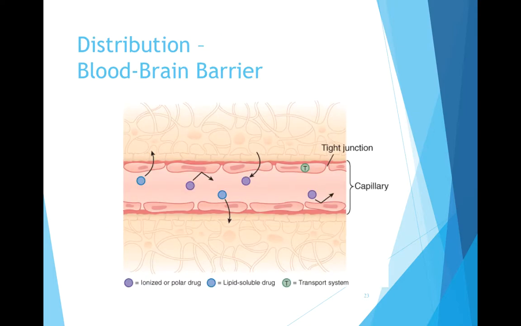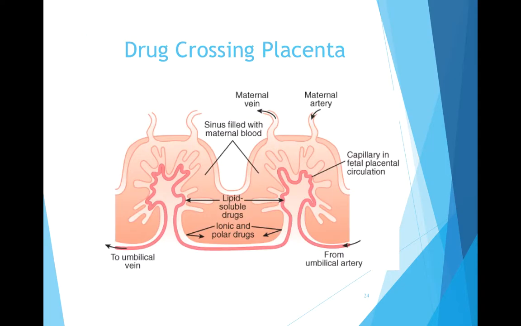So this is just a pictorial of the distribution across the blood-brain barrier, and that's in your book. And then the drug crossing over the placenta is the same.